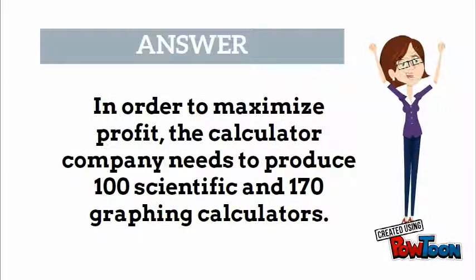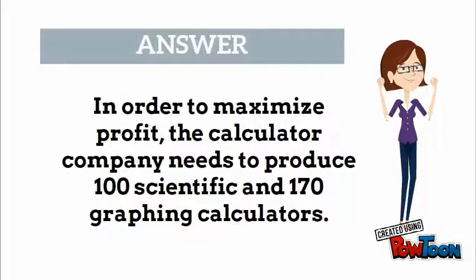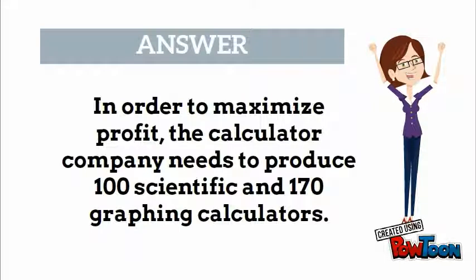In conclusion, the answer needs to be written in sentence form, just like the problem. So in this case, the answer to our problem is going to be: in order to maximize profit, the calculator company needs to produce 100 scientific and 170 graphing calculators.